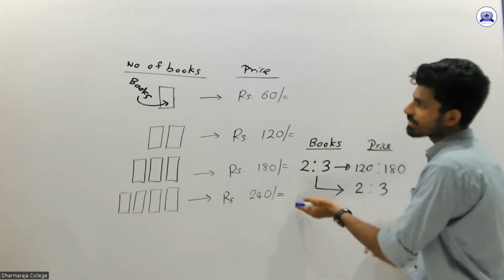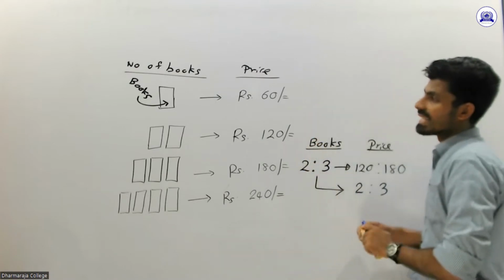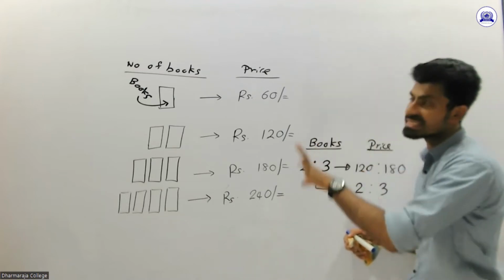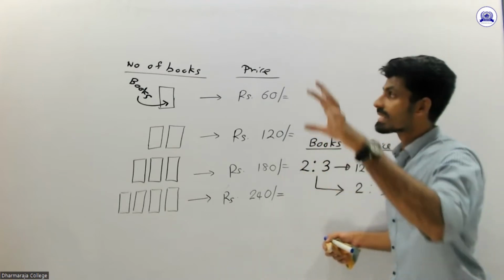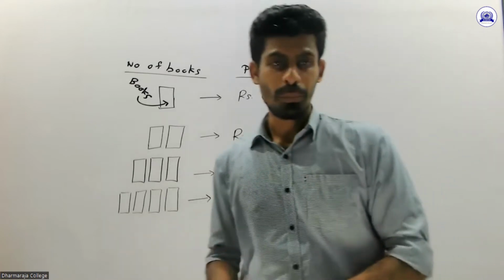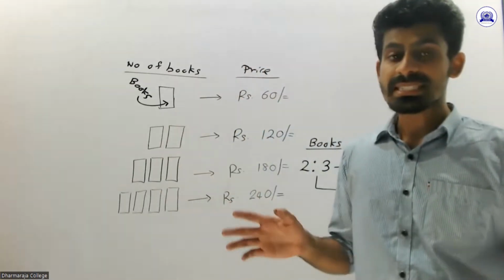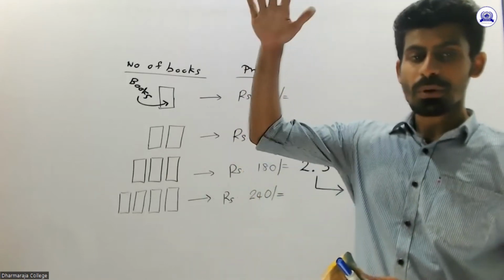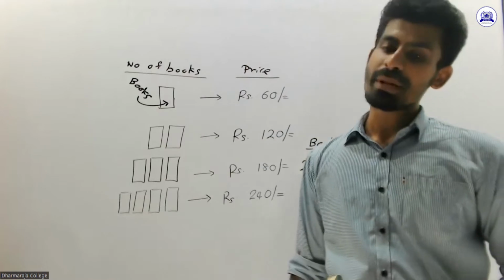If you increase the number of books, the price will simultaneously increase. If you decrease the number of books, the price will decrease in the same ratio. So two distinct quantities are said to be in direct proportion if they increase or decrease in the same ratio.